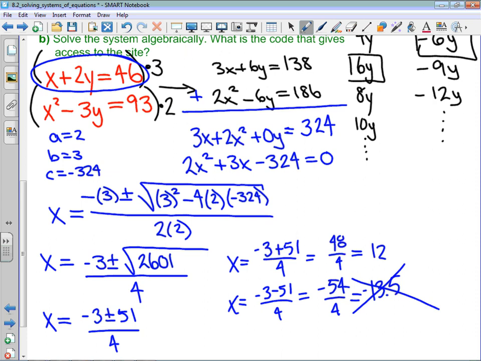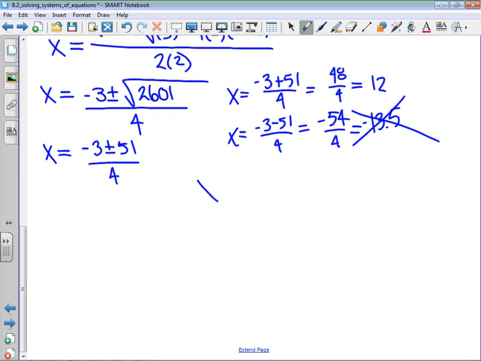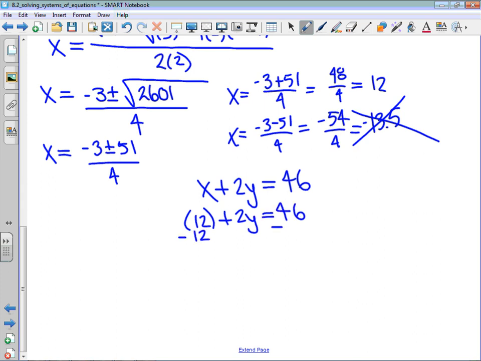So what I'm going to do now is take my x is equal to 12, and plug it into x plus 2y is equal to 46. So I'll write that here, that we're taking the first equation that was given to us, and I'm going to put that x is equal to 12 in there. So 12 plus 2 times y is 46. I can subtract the 12 from both sides. 2y is equal to 34. When I divide by 2, I get that y is equal to 17. Well, 17 is an integer, and 12 is an integer.